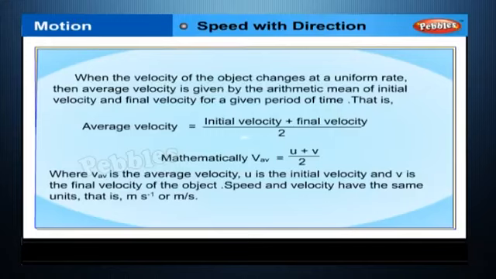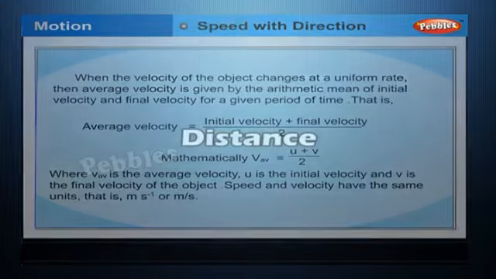Mathematically, V average is equal to (u plus v) by 2, where V average is the average velocity, u is the initial velocity, and v is the final velocity of the object. Speed and velocity have the same units, that is, m s^-1 or m/s.